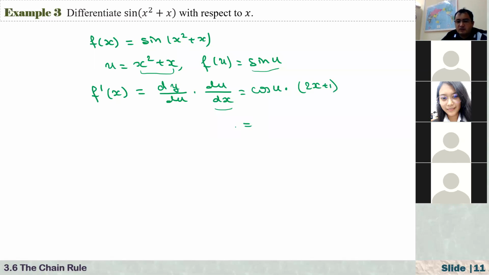Now we have to write everything in terms of the original independent variable. That is 2x plus 1 times cosine of u. What is u? u is x squared plus x.